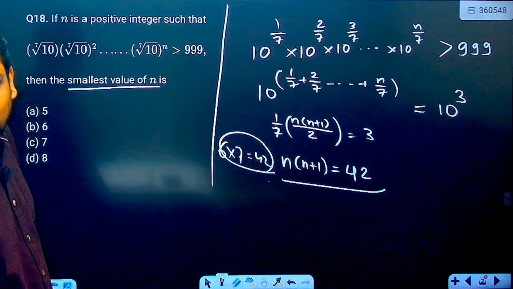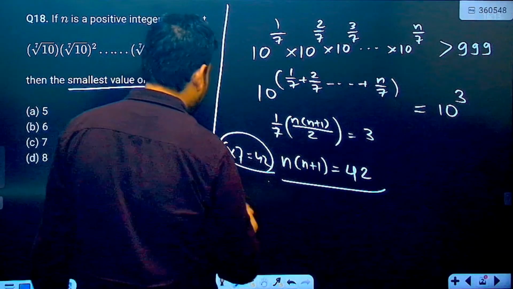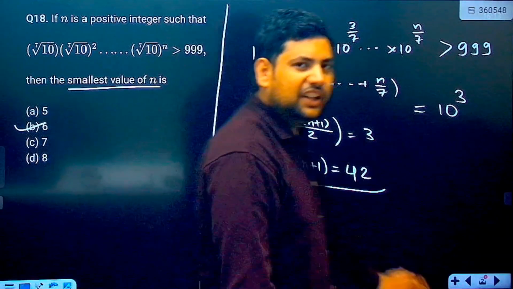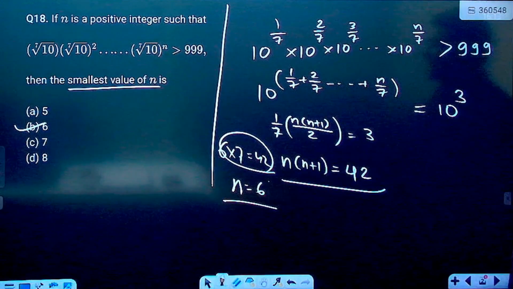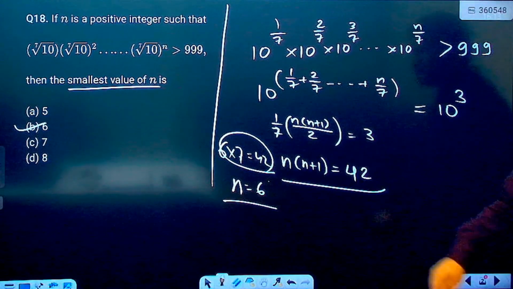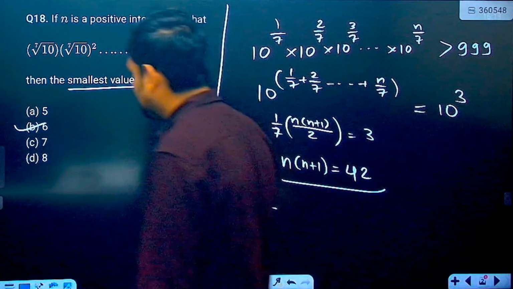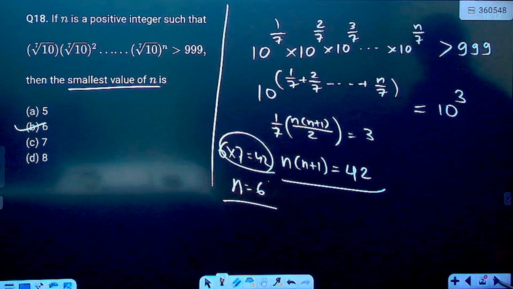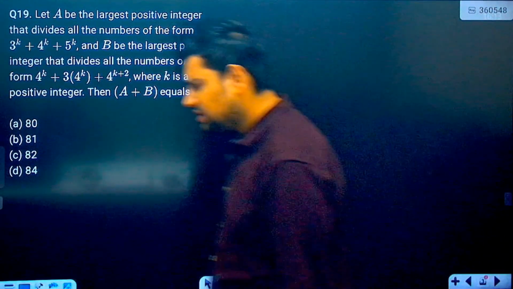Isn't this true? Correct. And if this is true, that means n is equal to what? n is equal to 6. Is there anything difficult here? It's very easy. You just have to write the expression and see. Then next, this one is also very easy.